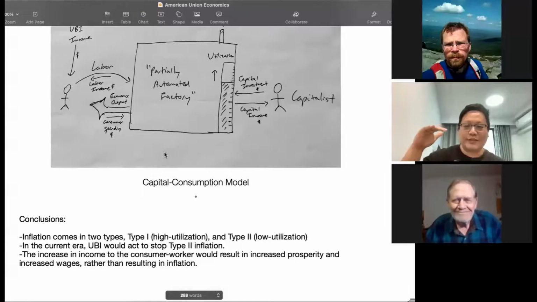And so what happens is that businesses find that when they raise the prices, the quantity that they sell does not go down very much. So maybe they raise the price 10%, but the quantity they sell only goes down 1%. And they find that is actually very profitable. And that happens under conditions of high inequality, which happens under conditions of low utilization in the economy. So in the current era, UBI would actually act to stop type 2 inflation.